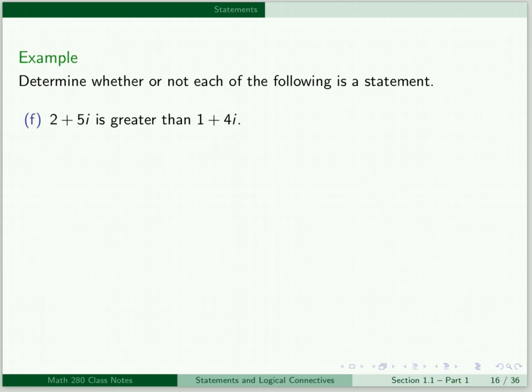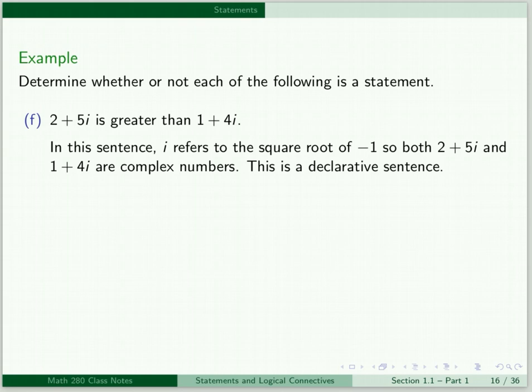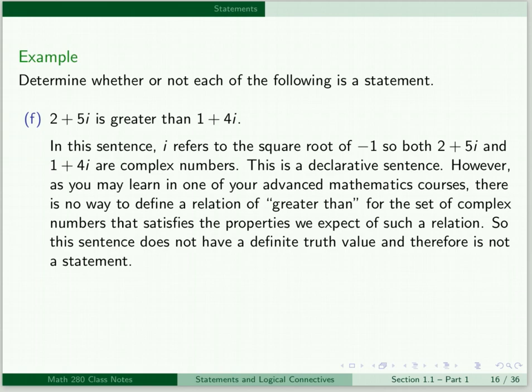Next we have 2 plus 5i is greater than 1 plus 4i. In this sentence, i refers to the square root of -1, so both 2 plus 5i and 1 plus 4i are complex numbers. This is a declarative sentence. However, as you may learn in one of your advanced mathematics courses, there is no way to define a relation of greater than for the set of complex numbers that satisfies the properties we expect of such a relation. So this sentence does not have a definite truth value and therefore is not a statement.